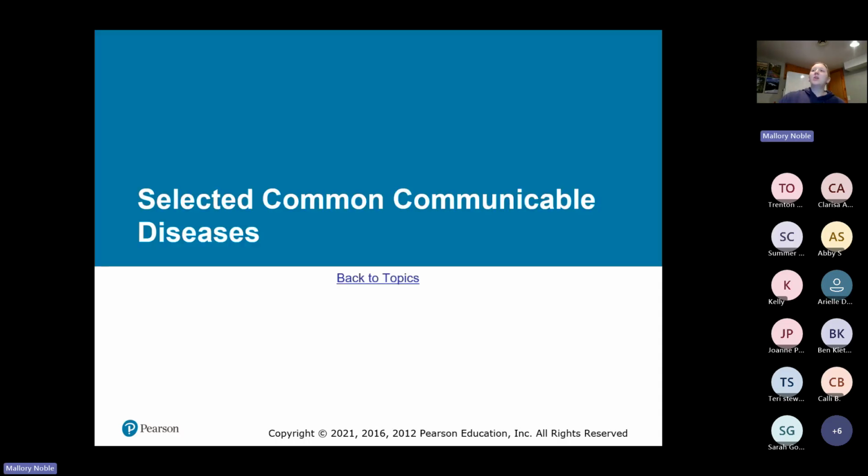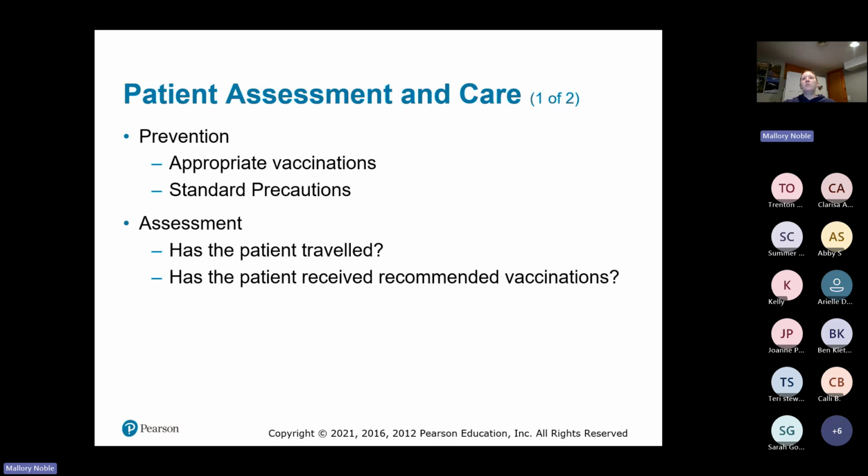So, selected common communicable diseases. Prevention is huge: getting the appropriate vaccines, using appropriate standard precautions. When we're looking at assessments of our patients, we ask additional questions like, have you traveled recently? When you traveled, did you get the recommended vaccinations? Have you been in contact with anybody that's been sick? Are you yourself vaccinated? And not just recent travel vaccines, but in general, have you gotten the recommended vaccines? All of those can give us different clues as to whether or not they might have picked up something, as well as the signs and symptoms.